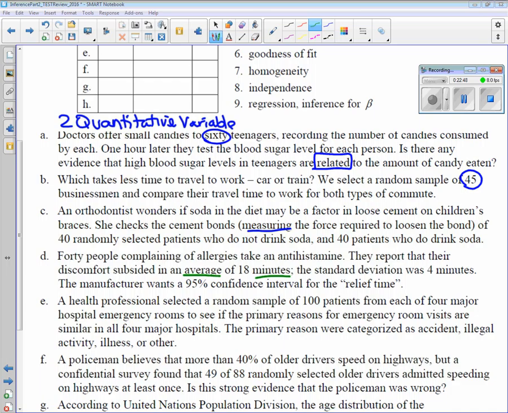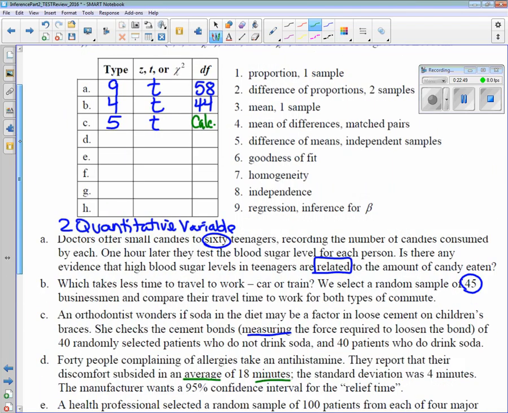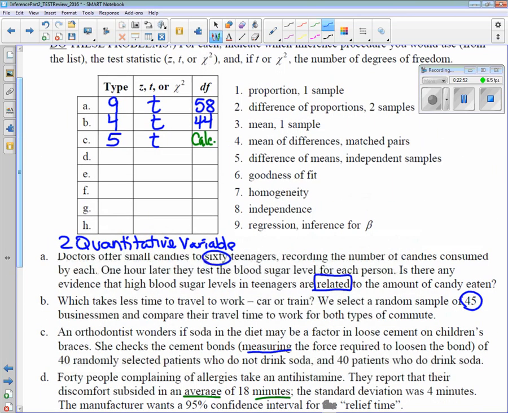So what's my answer for D? Mean 1 sample. I'm dealing with T's. My sample consisted of 40 people. So what's my degree of freedom? 39. All right, Maddie, let's read E.